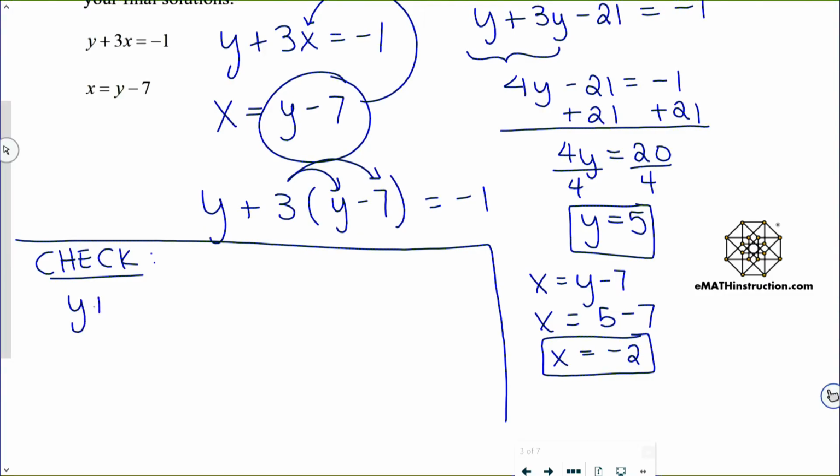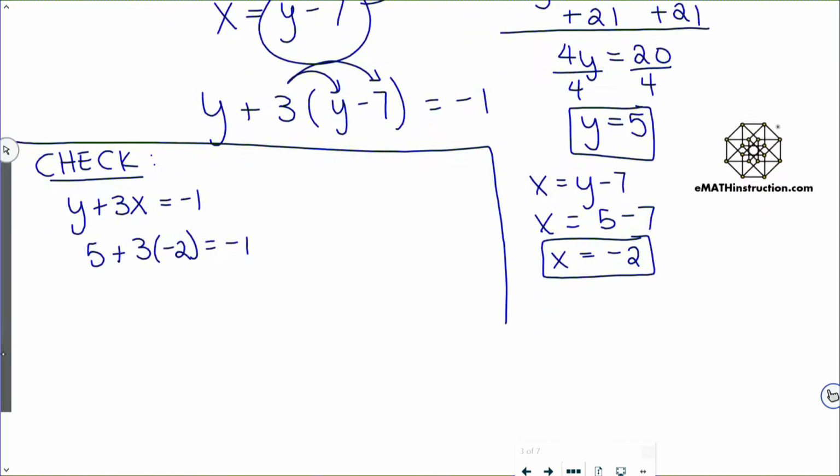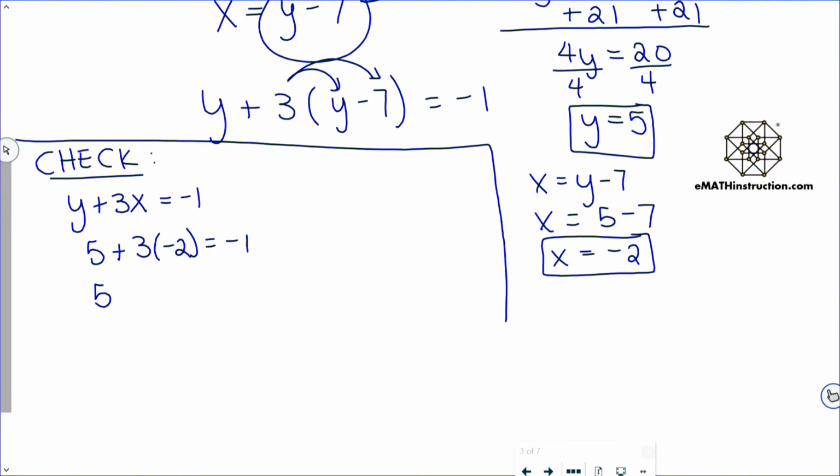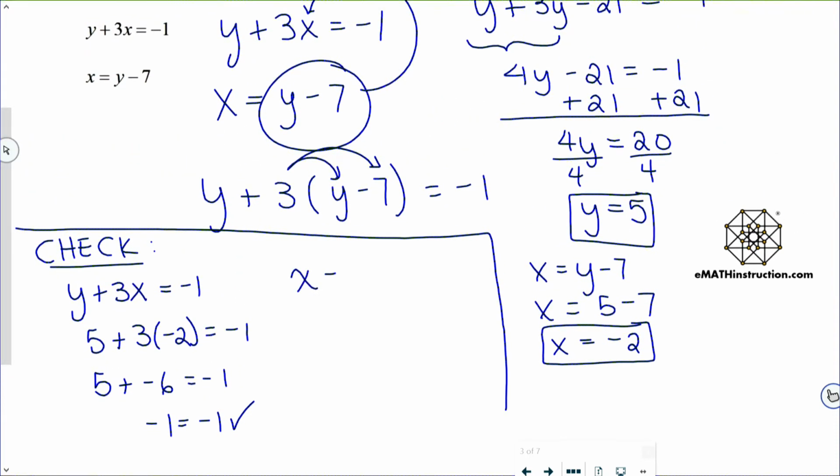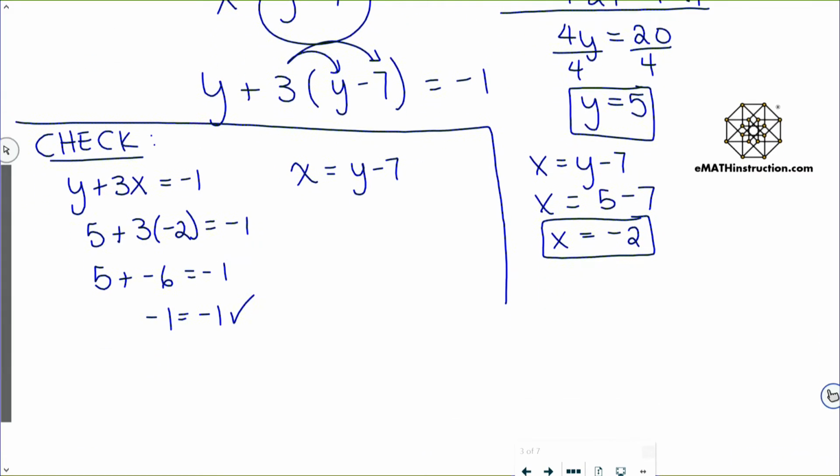So let's first check to make sure they make this equation true. So I'm going to put 5 in for y. I'm going to put in negative 2 for x. All right, 3 times negative 2 is negative 6. And 5 plus negative 6 is negative 1. So that works. My other equation was x equals y minus 7. In this case, I'm going to put negative 2 in for x. I'm going to put 5 in for y. 5 minus 7 is negative 2. Negative 2 equals negative 2.